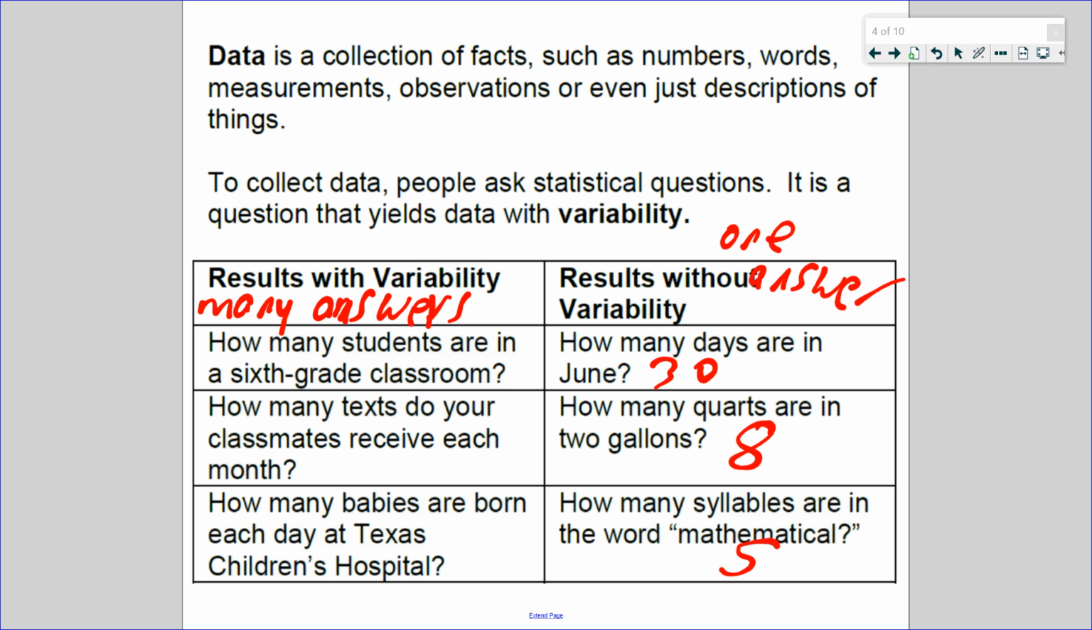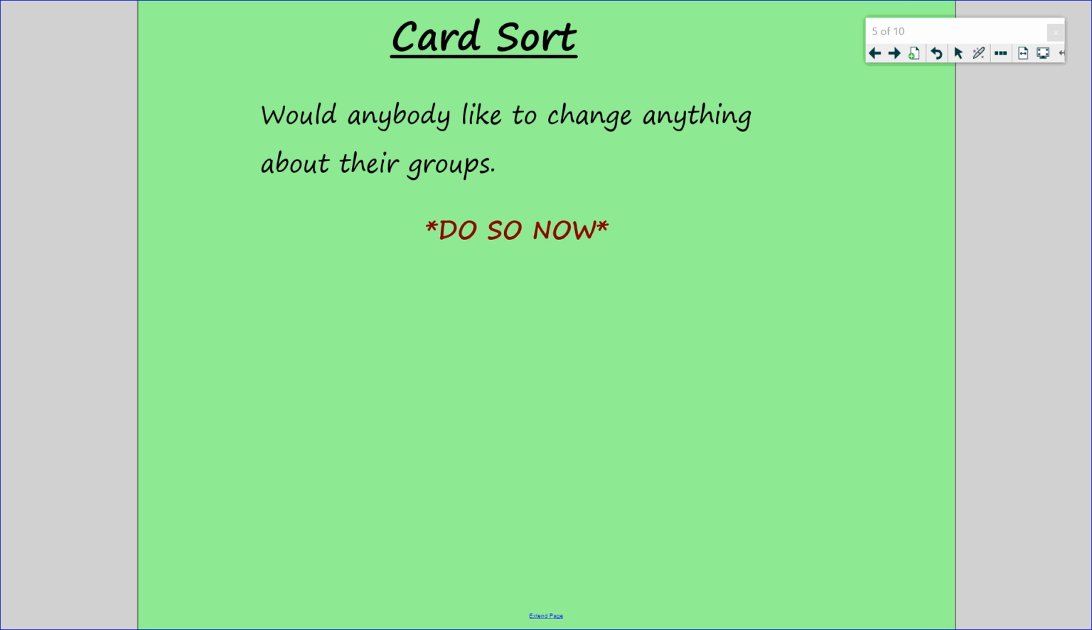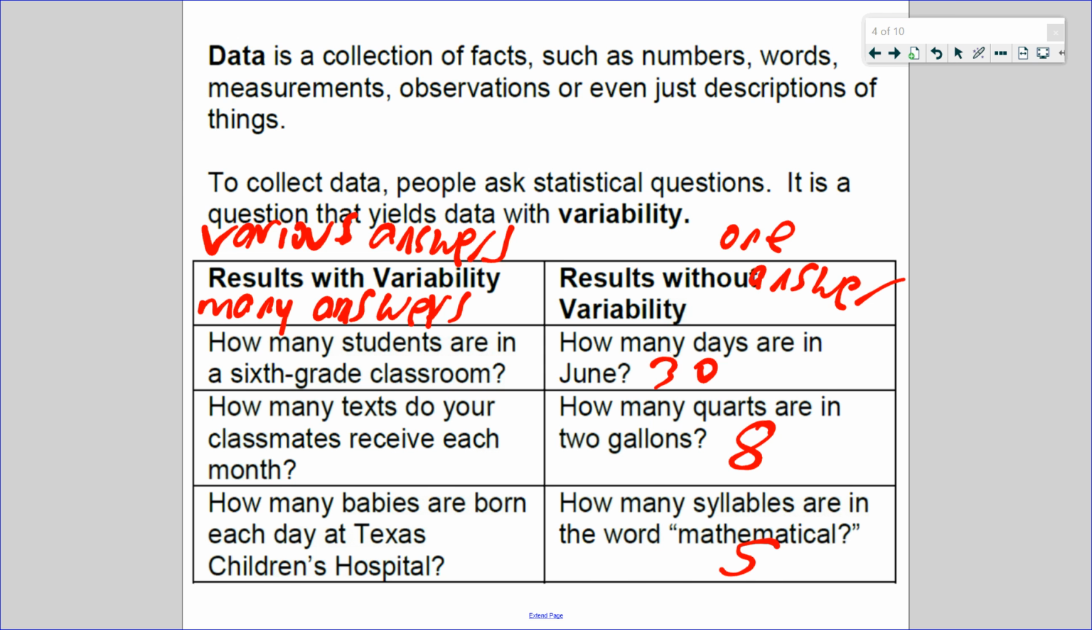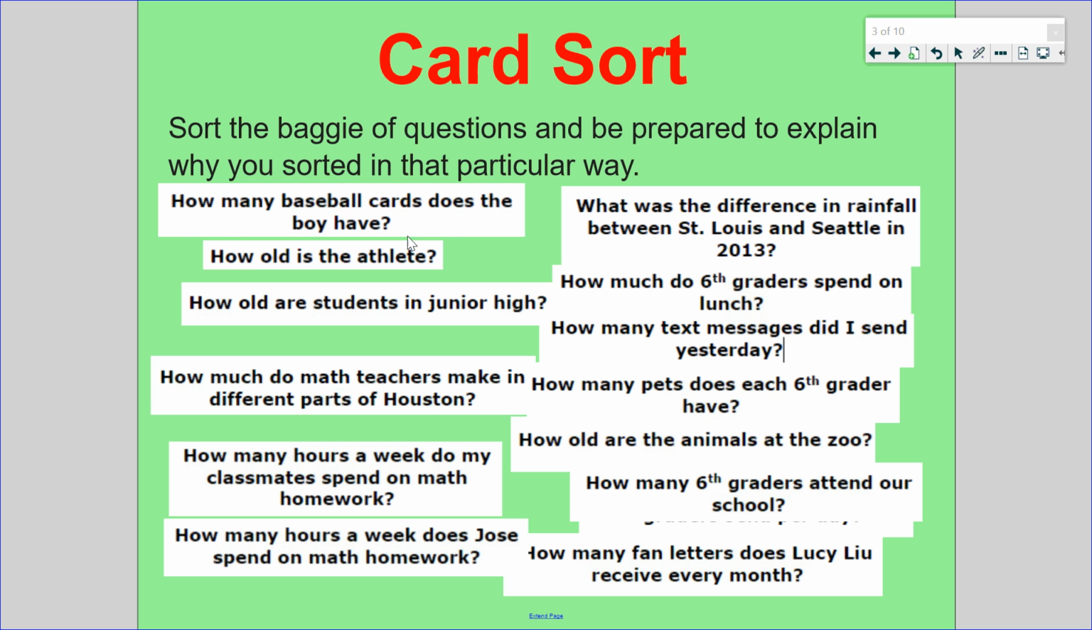So if it has variability, it has various answers. Hence the word variability, a variety of answers. Not just one, but multiple, various answers. If it is without variability, that means it's boring. It just has one answer. So would anybody like to change anything about their groups? Do so now. You know, I'm going to switch out my cards now.